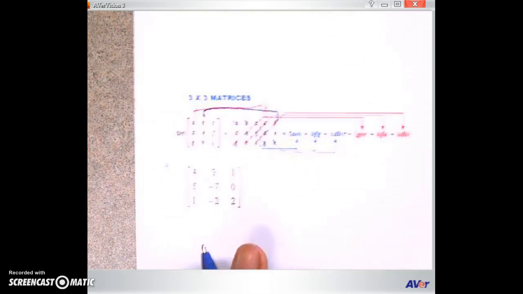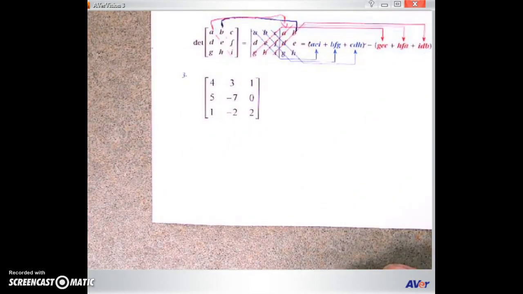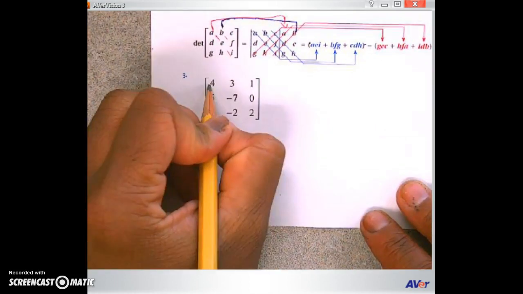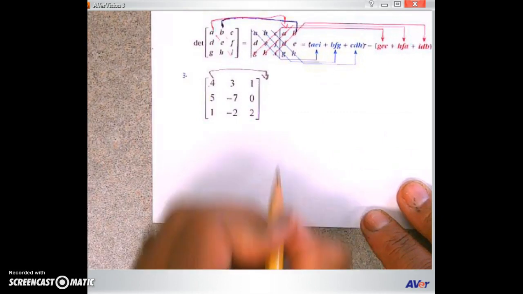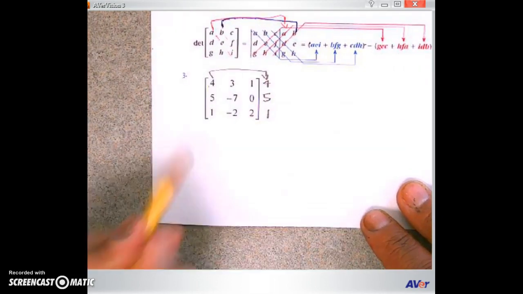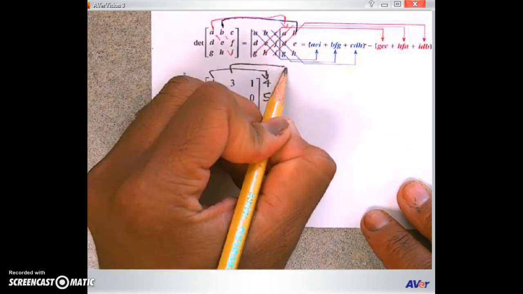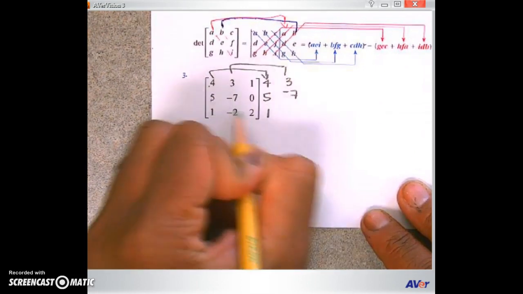Okay, let's try number 3, and I will let you try number 4 on your own, but I want to talk you through it first. So as I was saying, the first thing you want to do is to repeat. So this 4, 5, and 1, I want to repeat that one more time. So 4, 5, and 1. And then you're also going to repeat the second column, which is 3, negative 7, and negative 2.